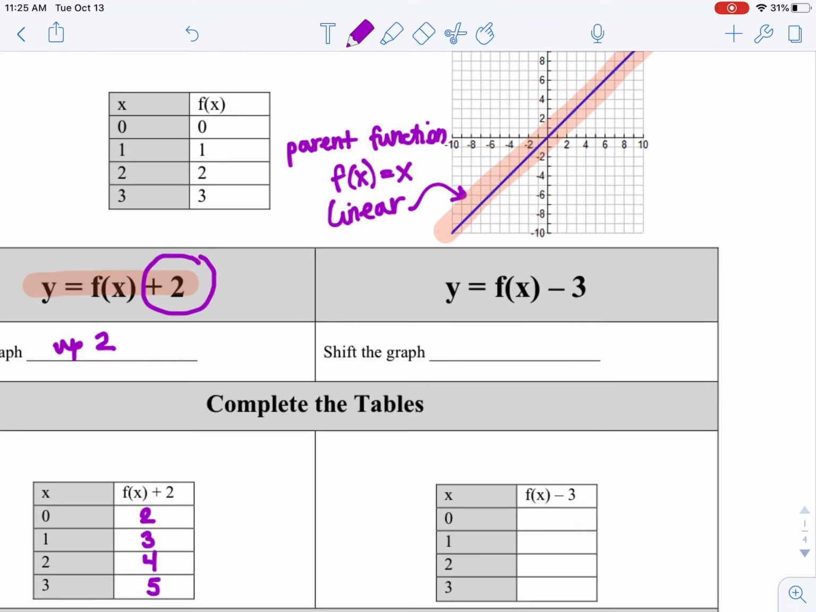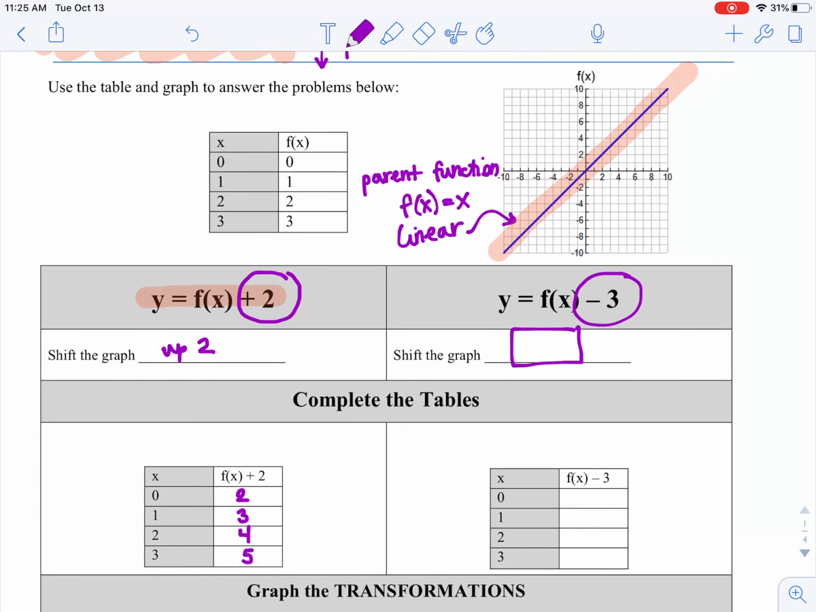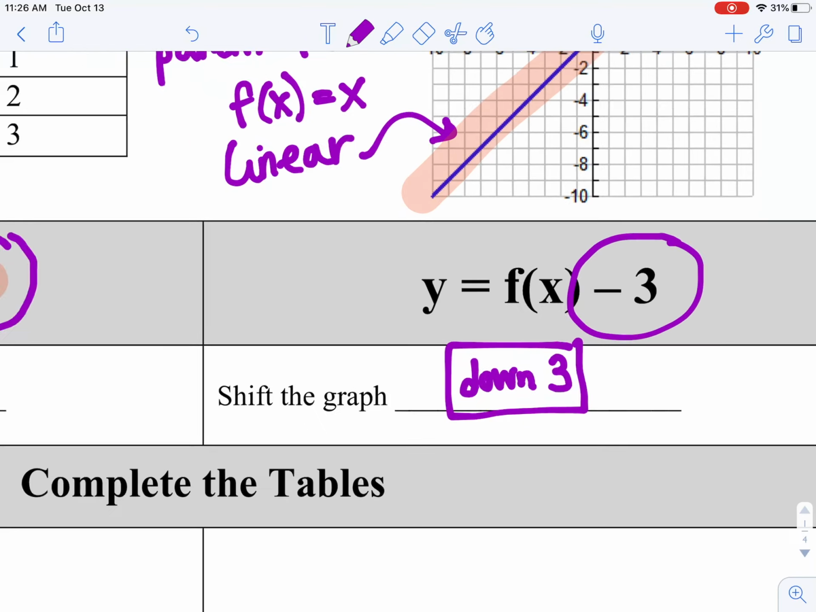So the next example here, we have f of x minus 3. So this is going to shift my graph what? And to help you make that inference, if you look at the first example, we had plus 2, and that moved my graph up 2. Now I have minus 3. So how is that going to shift my graph? Hopefully you were able to write that it shifted your graph down 3 units.